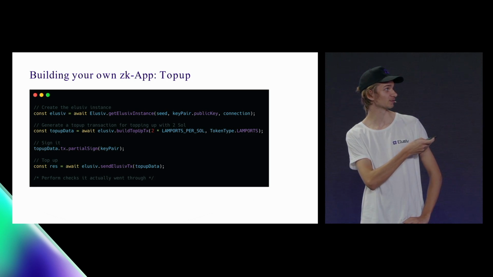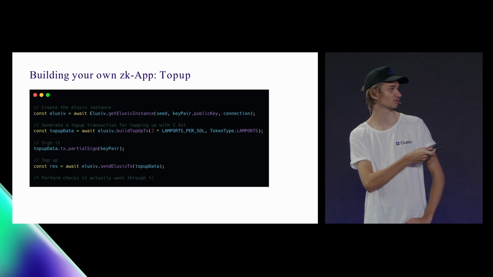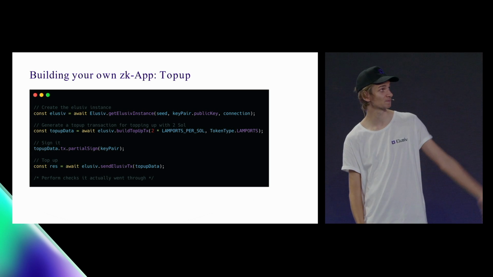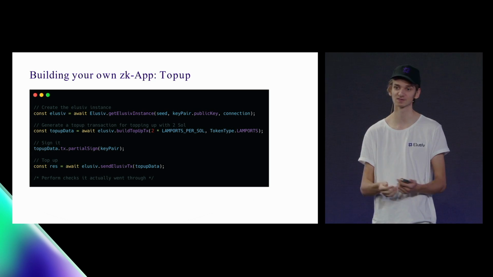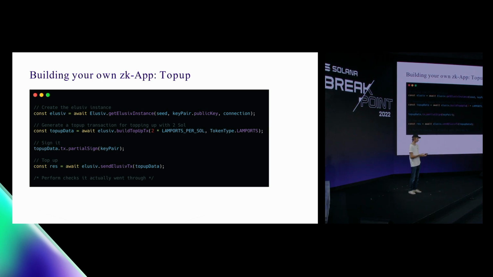Then you sign that transaction and simply call elusive.sendElusiveTransaction. And with those 4 lines of code, suddenly you've created an on-chain private balance from which you can privately interact with the world, which is pretty cool.